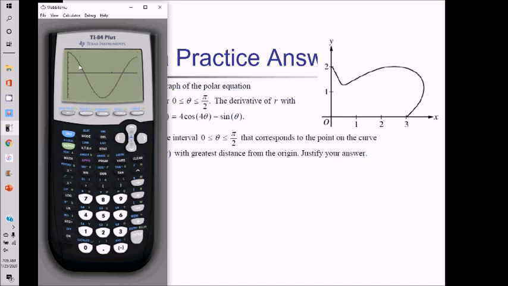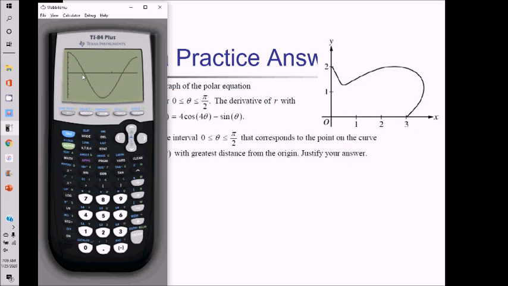So we need to find these two spots, and we're going to use those in our candidates test along with the endpoints of 0 and pi over 2. We'll plug all of them into the r function and see which gives us the most positive or negative, the furthest absolute value away from the origin.